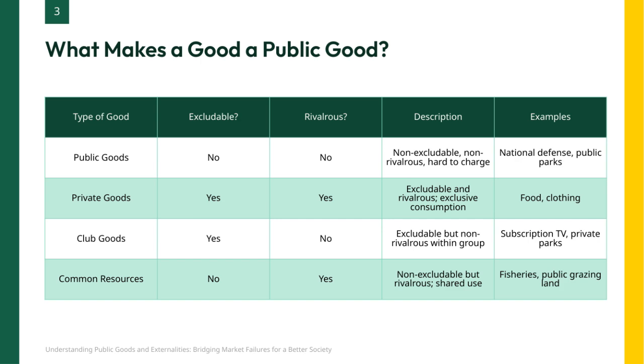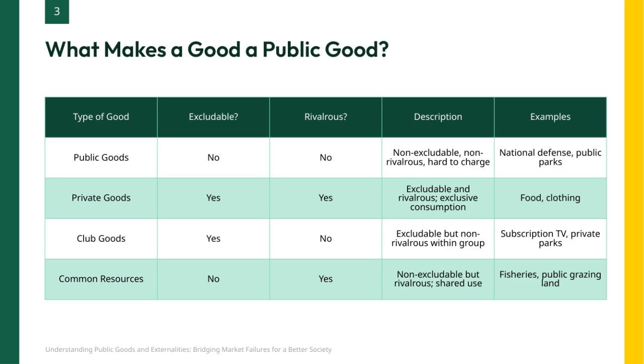Private goods, on the other hand, are both excludable and rivalrous. You can stop others from using them, and if one person consumes the good, there's less left for others. Think of things like food and clothing. Once you buy and consume them, others can't use the same item.